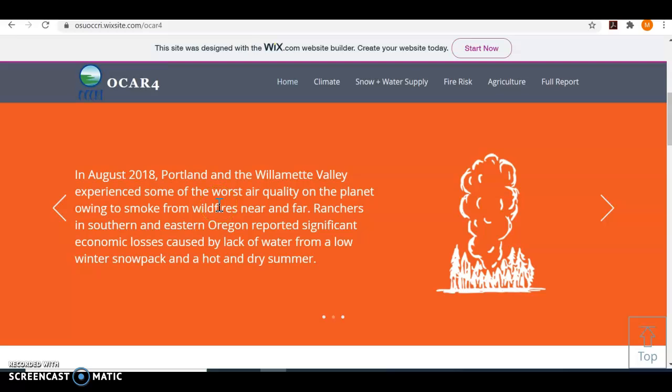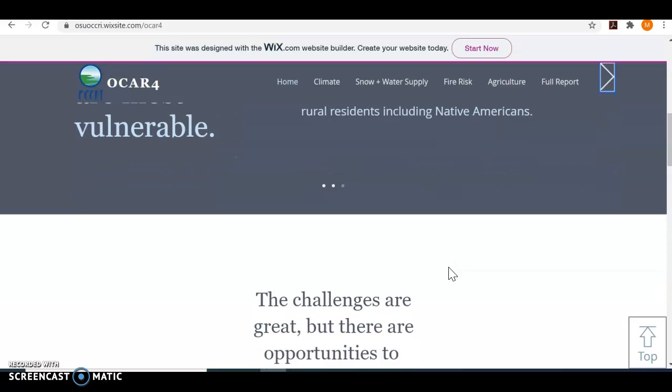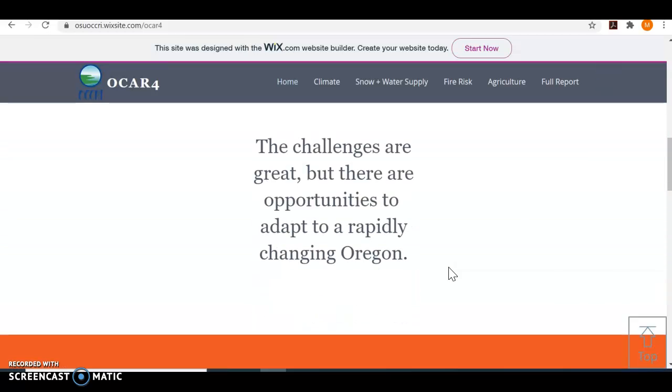So it talks about air quality here, economic losses from a low winter snowpack, hot, dry summer. Most of it's just awareness stuff here. And it talks a bit about how it's touching our frontline communities. Those are people who depend more heavily on natural resources for their livelihood, including farm workers, including Native Americans, and especially in reservation areas. And so also, you can keep paging down. So always go as far down as you can, as far to the right or left where there's an obvious way to do that.